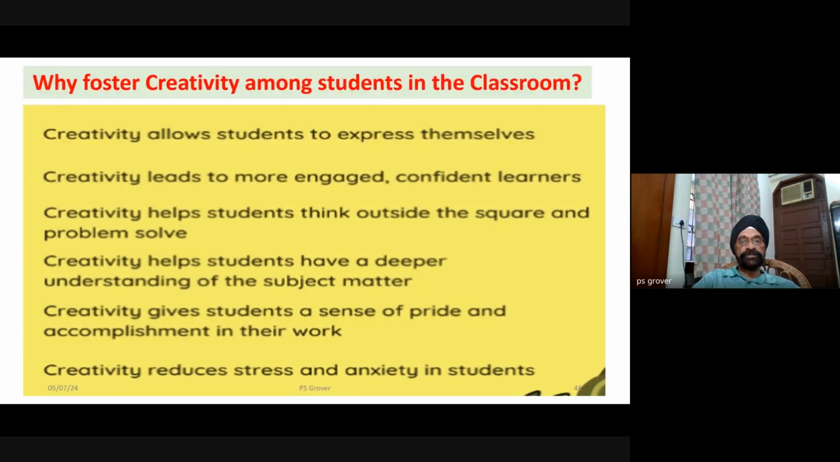So why foster creativity among students in the class? Creativity allows students to express themselves. Creativity leads to more engaged and confident learners. Creativity helps students think outside the square and in problem solving. Creativity helps students to have a deeper understanding of subject matter. Creativity gives students a sense of pride and accomplishment in their work. Creativity reduces stress and anxiety in students.